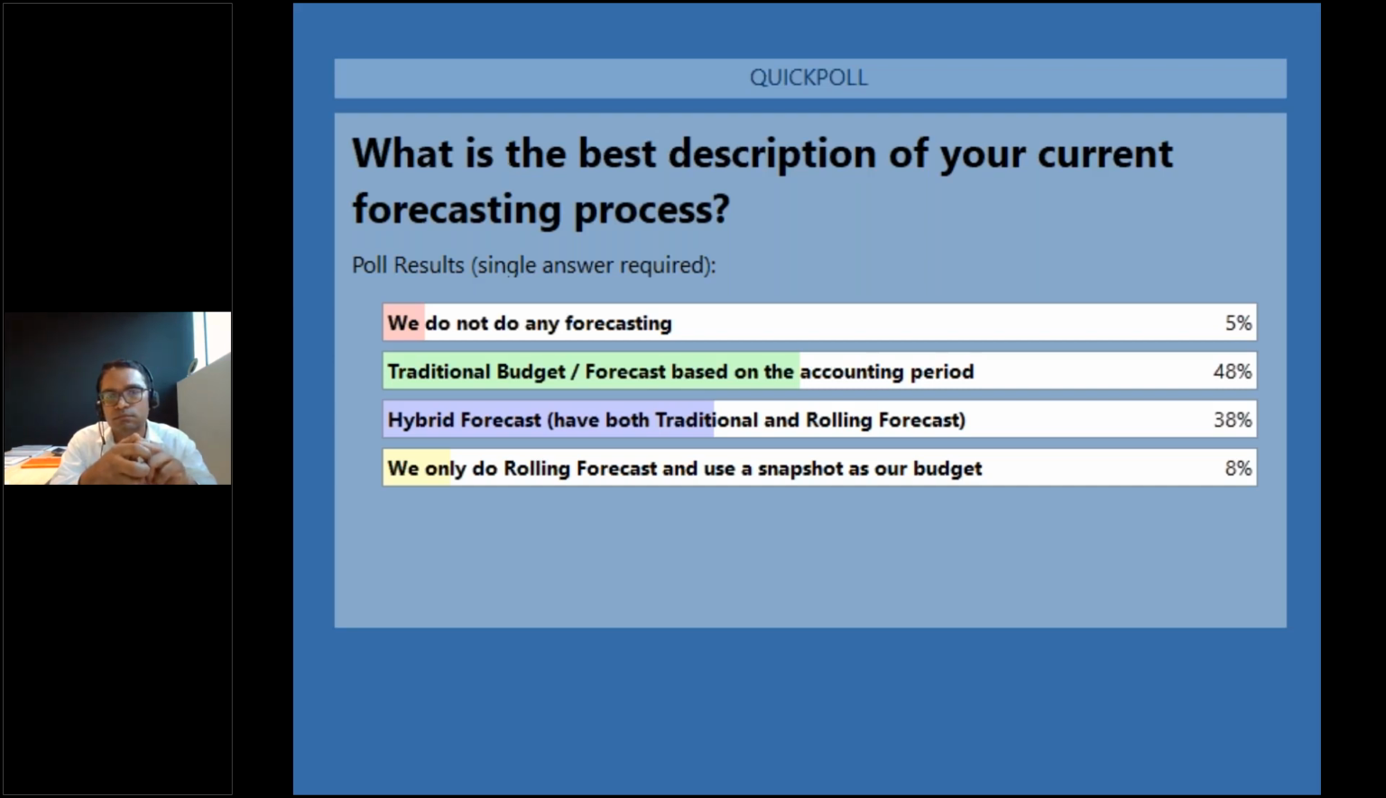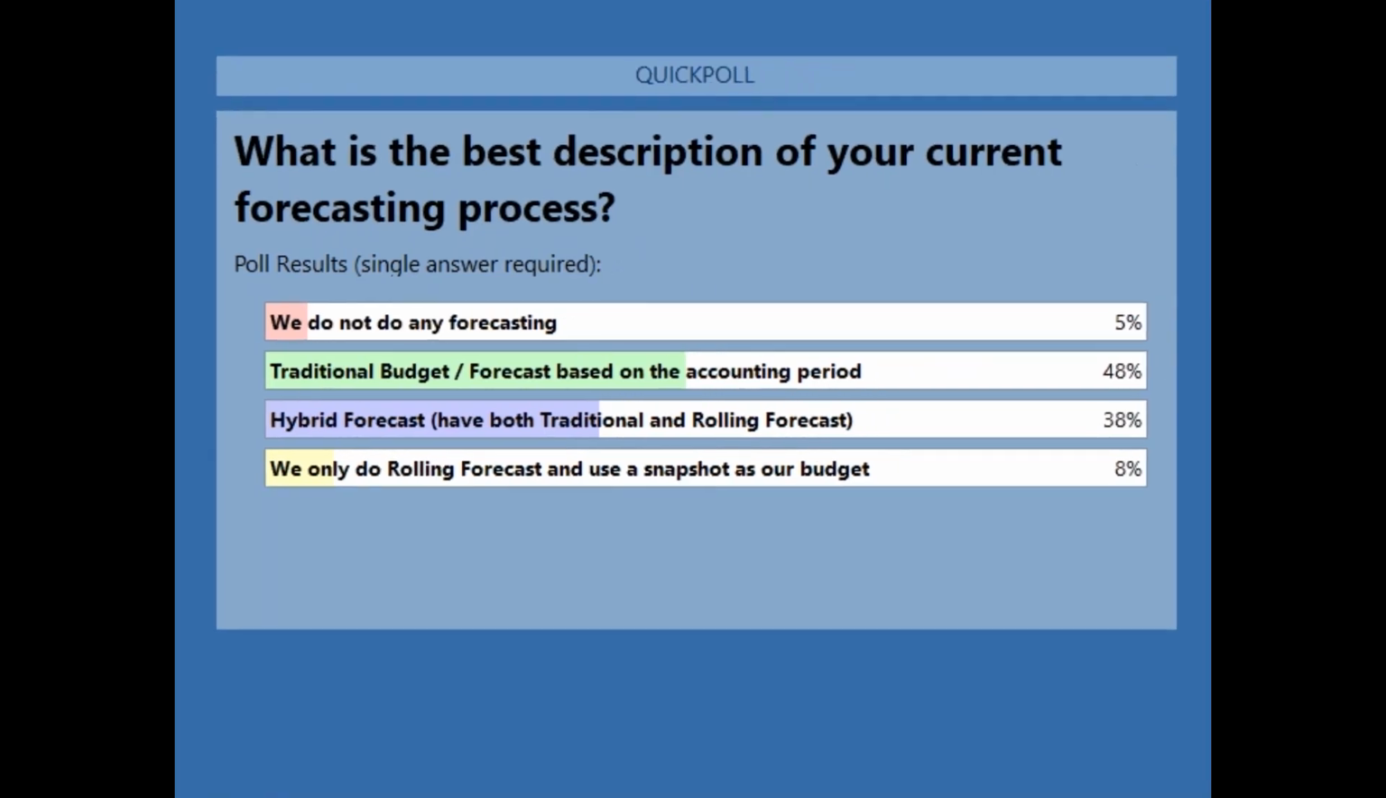Sorry. I'm very happy about the result, really, to know that 38% of our area is using both traditional and rolling forecast. Maybe in the future, they will adopt only rolling forecasts like I will do in 2020. Thank you. Fantastic. And it is quite encouraging to see that 38 plus 8, so 46%, are currently using proper rolling forecasts. But that 48% is where we need to move. My big question is, what is the 5% doing?